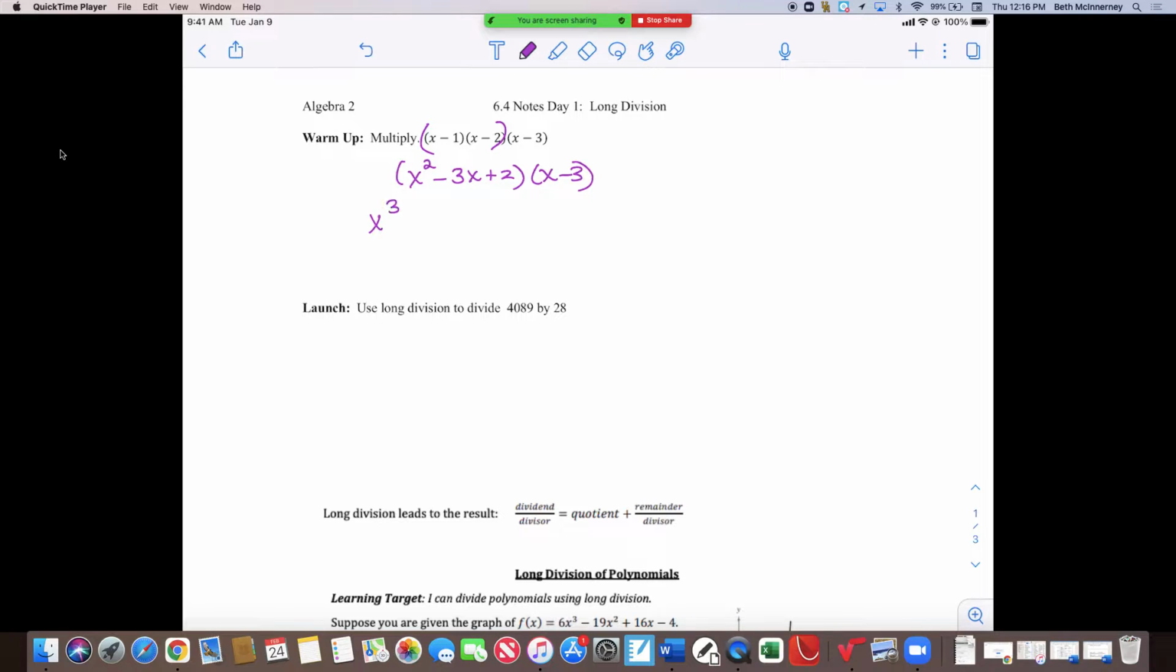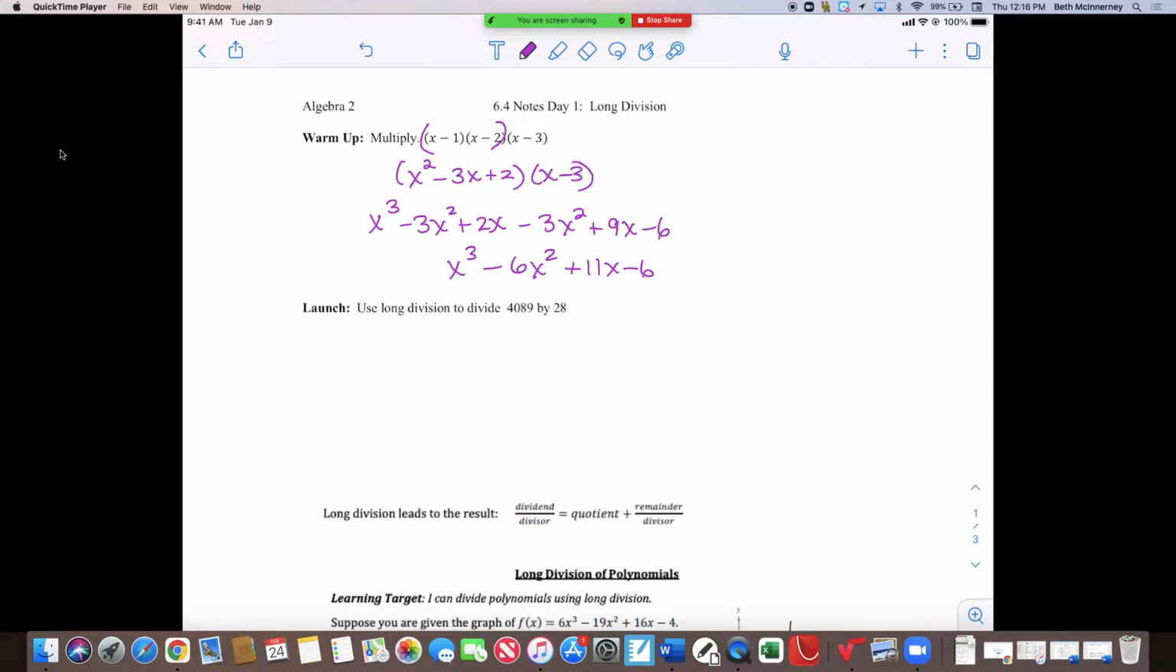So I'm going to get x cubed minus 3x squared plus 2x. Then I have minus 3x squared plus 9x minus 6. Double check that. And then I'm going to collect my like terms and get x cubed minus 6x squared plus 11x minus 6. How about thumbs up? We got it? Remember how to do this, all right?